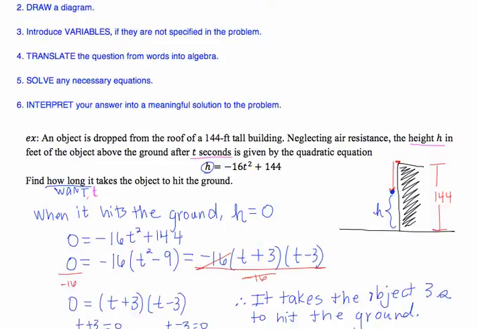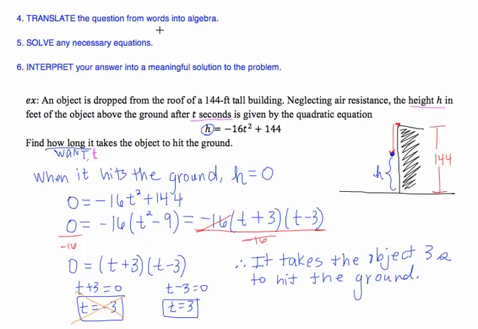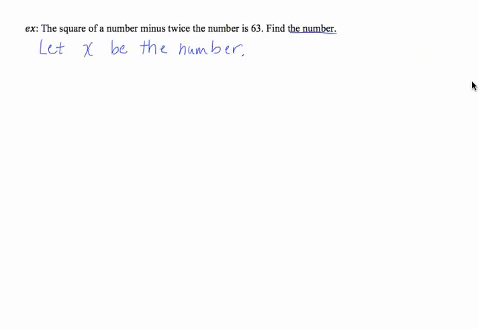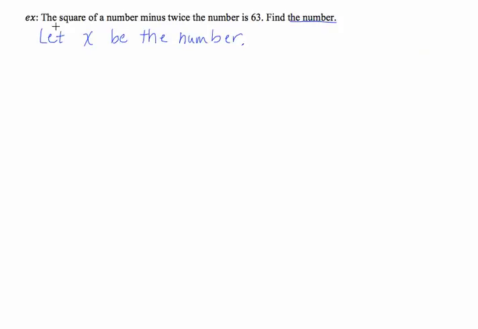Now let's see, step 4 said translate it from words into algebra. Now this one we definitely have some translating to do. The square of a number means the number squared, so x squared, minus twice the number, that's 2 times the number, or 2x, translates to equals 63. So I literally just translated this sentence word for word into an algebraic equation. And now this is something that we can solve, which is good.